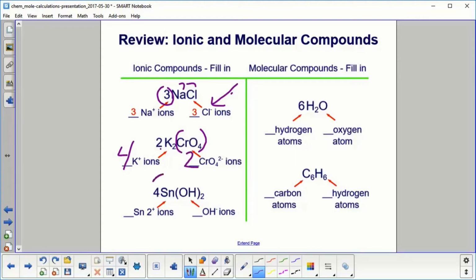Here, for hydroxide, well, there's 4, but there's 2 of them in the ionic compound. 4 times 2, 8. Let's go over to water. Hydrogen, 6 times 2, 12. Oxygen, 6 times 1, 6. C6H6, well, there's a 1 in front of it. You're assuming a 1 if there's no other number there. So we have 6 carbon atoms, 6 hydrogen atoms.